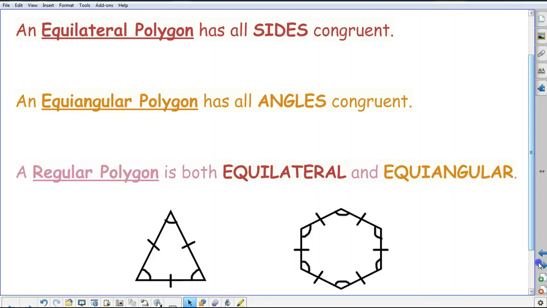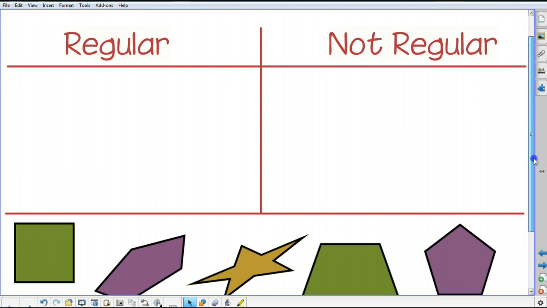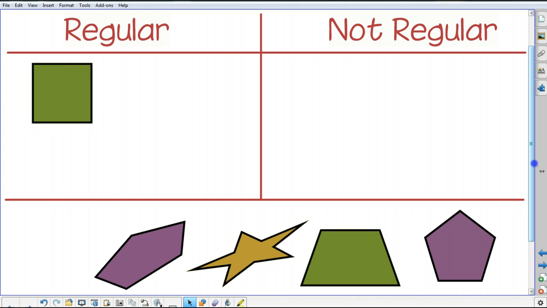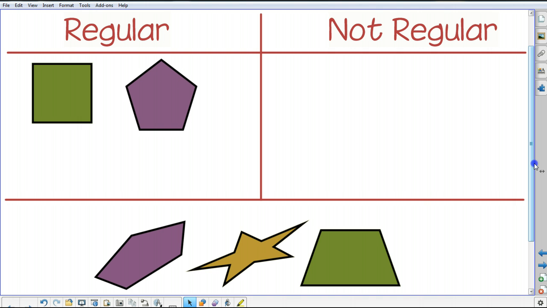Ready? Moving on. Regular or not regular? Megan, go grab a shape and drag it into a column. Travis, go grab a shape. Nasia, go grab a shape. It's either regular or not regular.